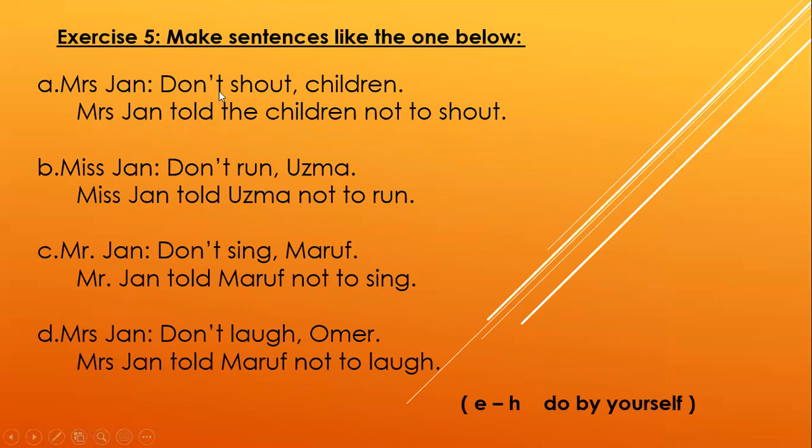Mrs. Jan: "Don't shout, children." Mrs. Jan told the children not to shout. With to here, because of the negative sentence, we write not. Not to shout. Miss Jan: "Don't run, Usma." Miss Jan told Usma not to run. Mr. Jan: "Don't sing, Maruf." Mr. Jan told Maruf not to sing.